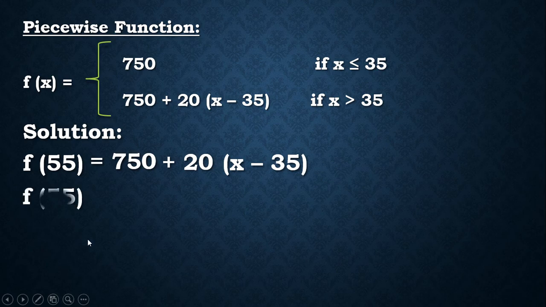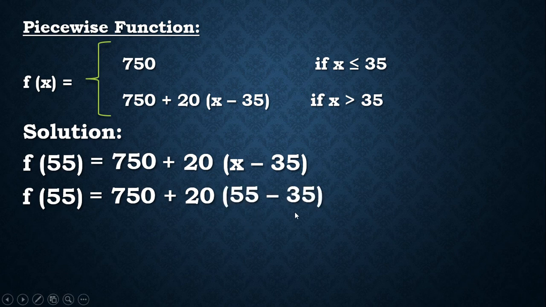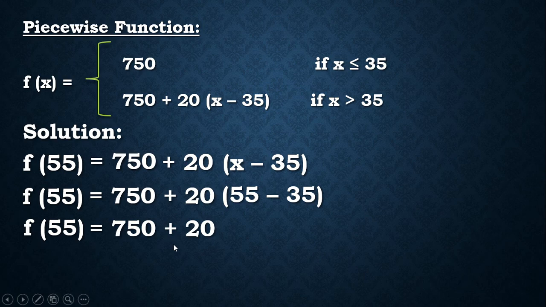Next, f of 55 is equal to 750 pesos plus 20 pesos for every cubic meter. And then we are going to substitute 55 to x. We have 55 minus 35. Followed by f of 55 is equal to 750 plus 20 pesos. And then we have to subtract this 55 minus 35, and that is 20.